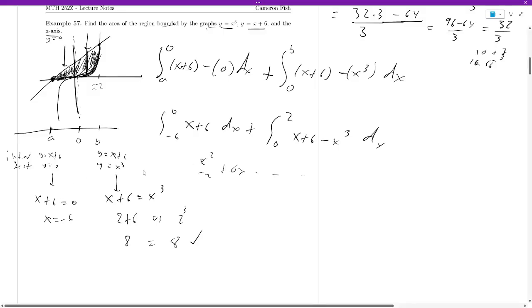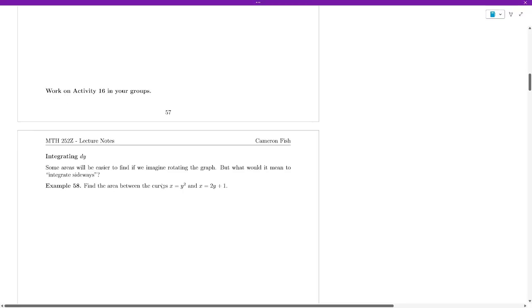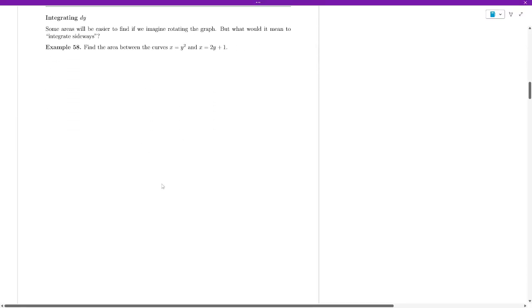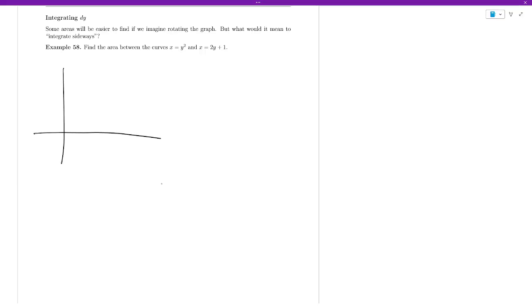So something else that comes up when you're finding the area between curves like this is sometimes it's easier to imagine turning the graph on its side. So let's look at an example of that. Here we have two curves, x equals y squared and x equals 2y plus 1. If you go to a graphing calculator or Desmos and type this in, the square one gives you something like this, and the straight line one gives you something like this. So the area between those two curves is this region here.